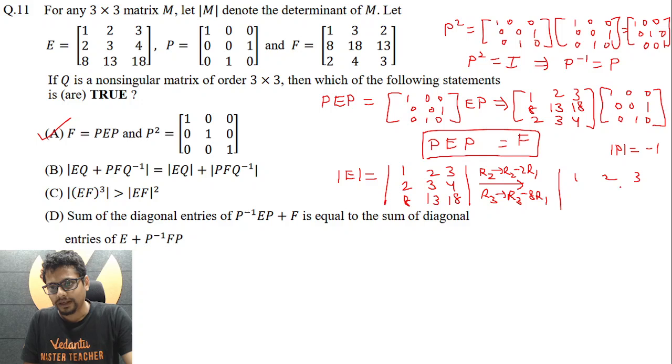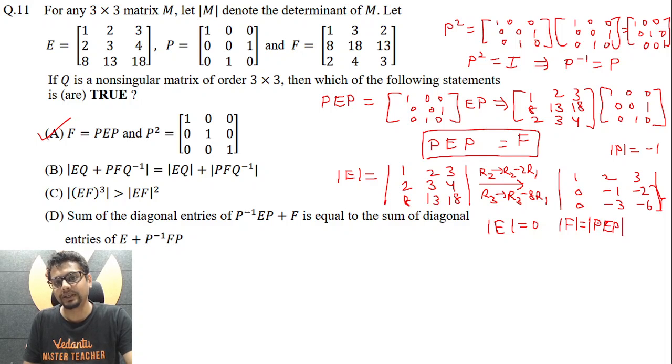So 1 2 3, 2 times you subtract and 8 times you subtract. So you essentially get 8 20 minus 6. So if you see carefully, these two rows are proportional. Yeah, so that essentially means determinant of E is 0. Now what about determinant of F? Determinant of F is determinant of PEP. Why? Because F is equal to PEP. So this essentially is determinant of P multiplied by determinant of E multiplied by determinant of P. Essentially, since determinant of E is 0, it becomes 0. So that means determinant of E and determinant of F both are 0.